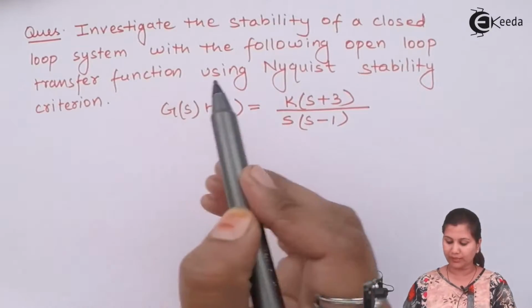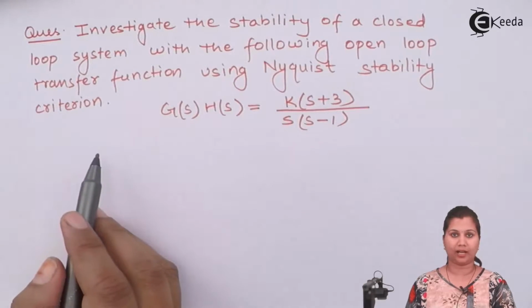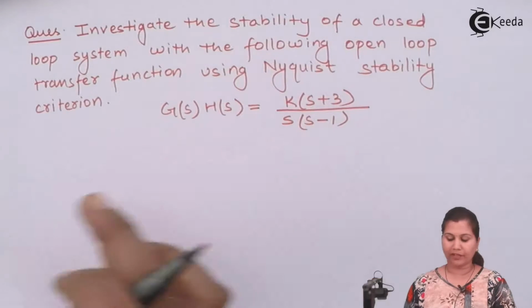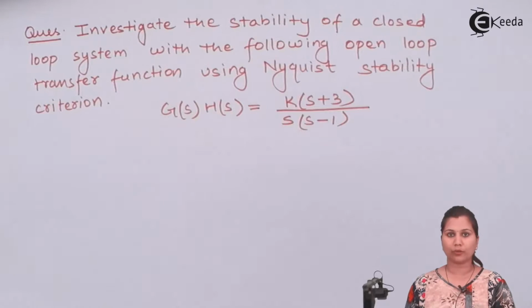transfer function using Nyquist stability criteria. So we have to make a comment about the stability, that whether the system is stable or it is unstable using the Nyquist stability criteria, and the open loop transfer function is given to us in the question. So let's try to solve this problem.